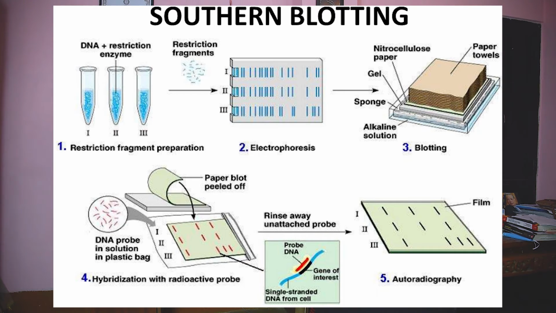First, restriction fragments are prepared, then added and taken to the electrophoresis chamber. Then it comes to the blotting step, where the sponge is there, alkaline solution is there, gel is there, and nitrocellulose paper is there, and further paper towels are there. In the fourth step, hybridization with a radioactive probe. Here the DNA probe in solution in a plastic bag is added. Then finally the unattached probe is rinsed away, and we can see the DNA probe, the gene of insertion, and single-stranded DNA. Then we can see the result by autoradiography.